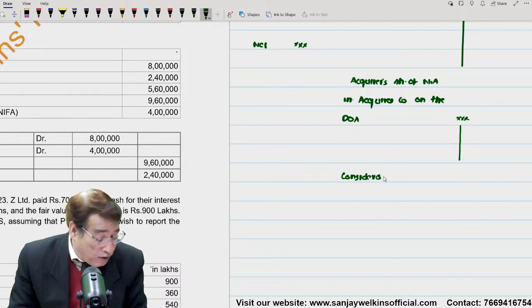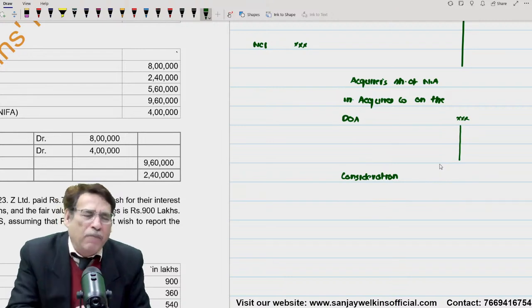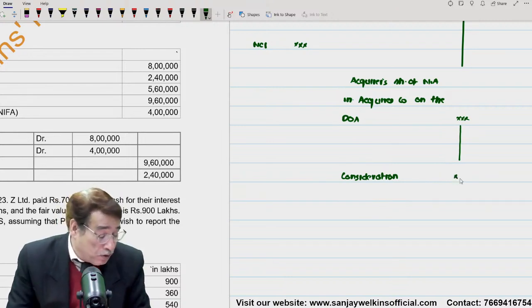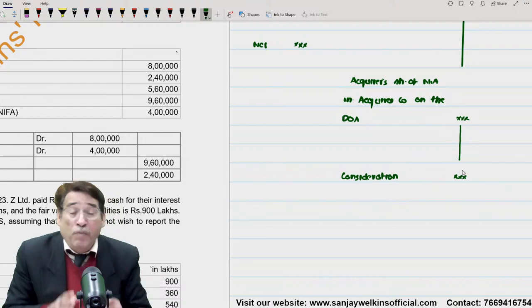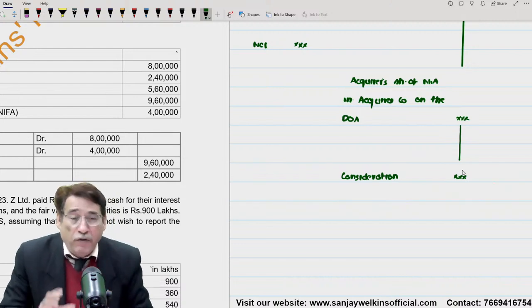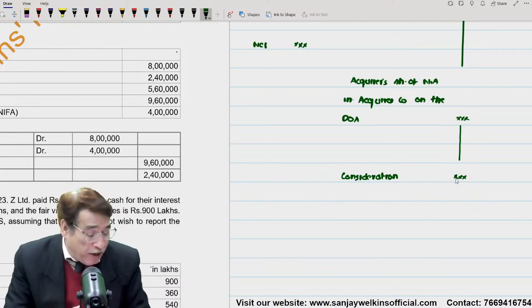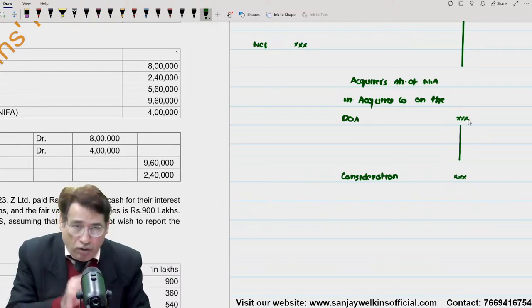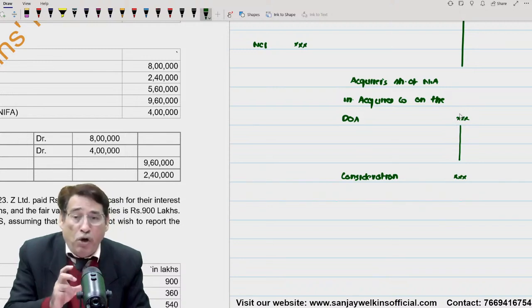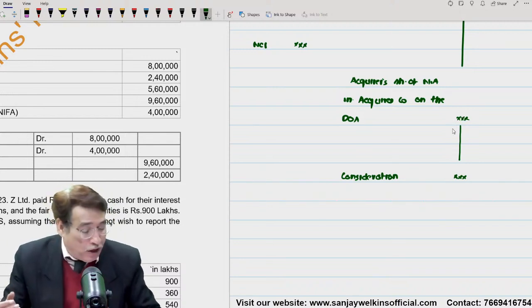Now you are going to compare this value with the consideration. You must have paid some consideration. It means that by paying this much consideration on the date of acquisition, you are getting hold of this much of asset. So, you are going to compare this.